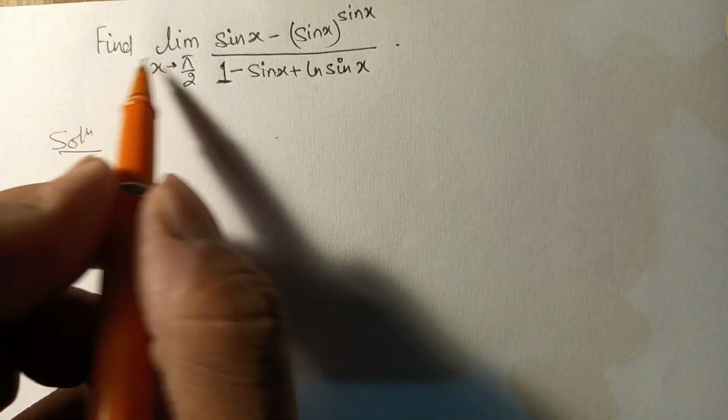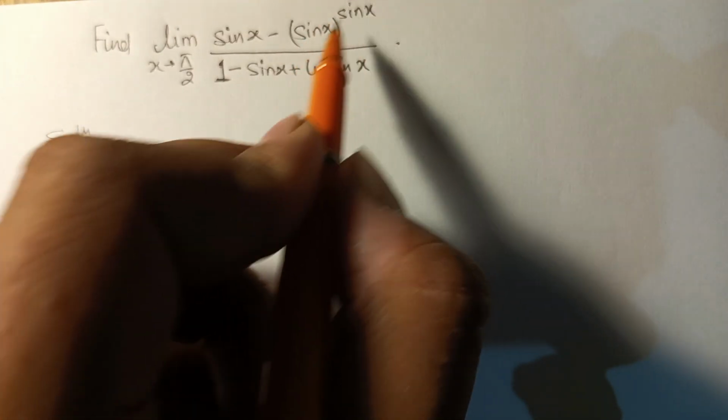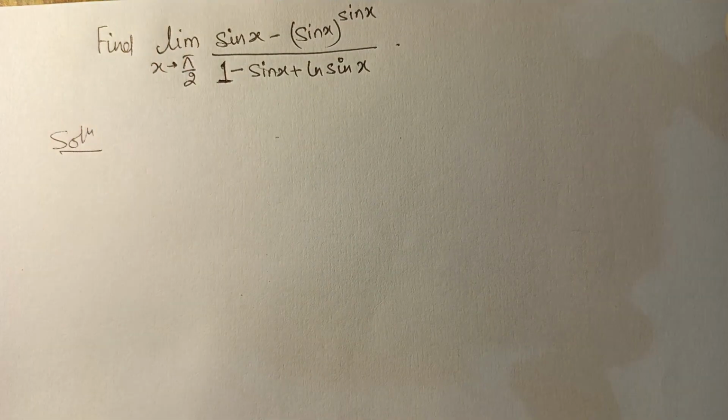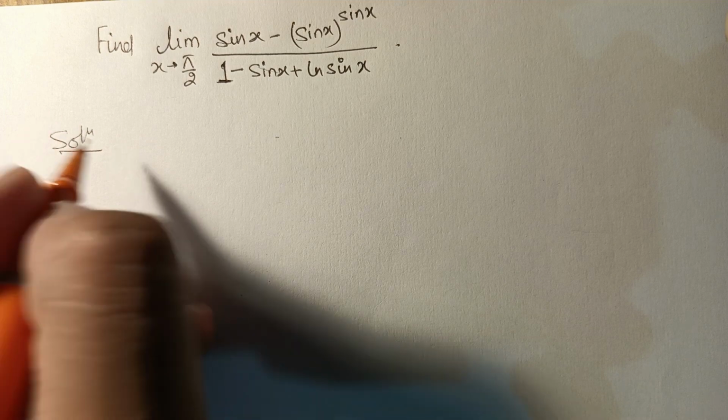Let's have a look at it. We are given the limit as x tends to pi by 2 of (sin x minus sin x raised to power sin x) upon (1 minus sin x plus ln sin x), and we have to find this limit. If you want to give it a try, pause the video, and now I am giving the solution.